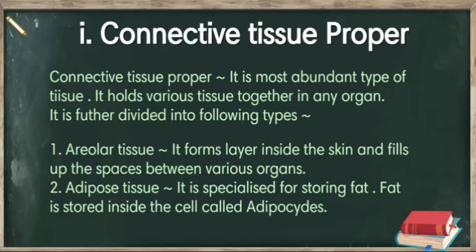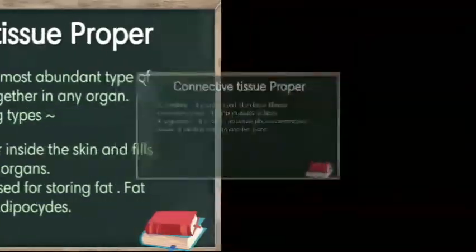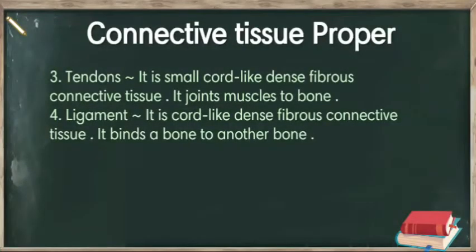First, areolar tissue. It forms a layer inside the skin and fills up the spaces between various organs. Second, adipose tissue. It is specialized for storing fat. Fat is stored inside cells called adipocytes. Third, tendon. It is a small cord-like dense fibrous connective tissue. It joins muscles to bone. Fourth, ligament. It is a cord-like dense fibrous connective tissue. It binds a bone to another bone.